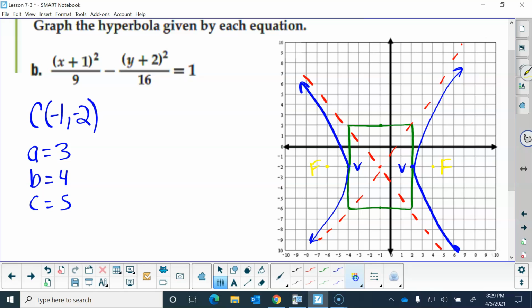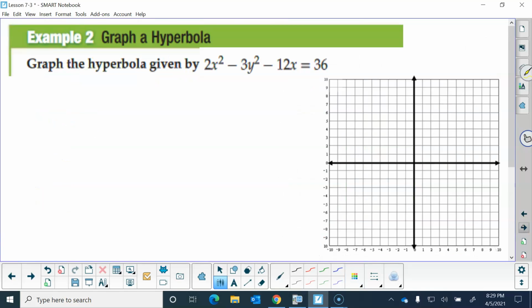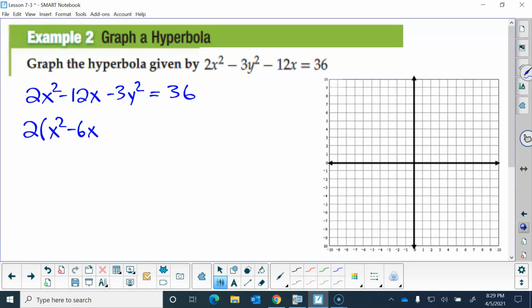Well, the last example I want to go over is right here. And this says to graph the hyperbola. What's different here is, of course, that it's not in standard form. So we have to put it in standard form. And we've been doing this with the last couple of lessons. I'm going to group my x values together. I really don't have to group my y values because there's only one y value together. Now let me factor a 2 out of the x terms. And I'm going to leave a little space so that I can complete the square with the x's.